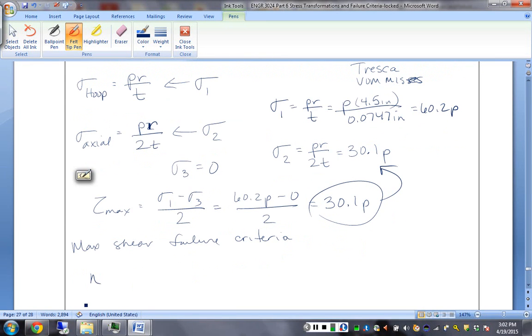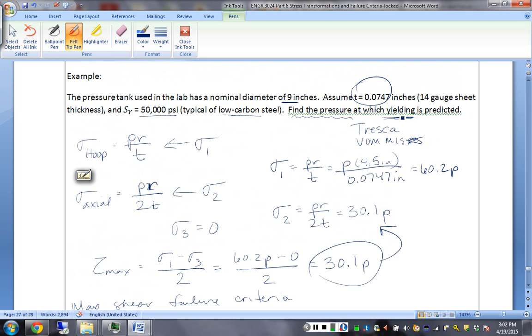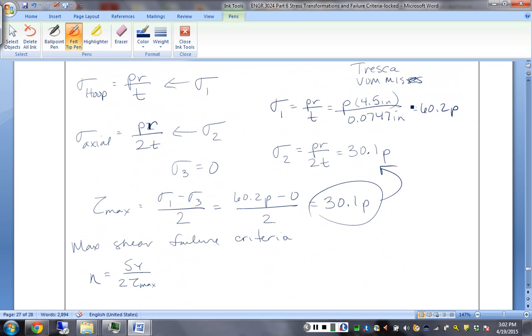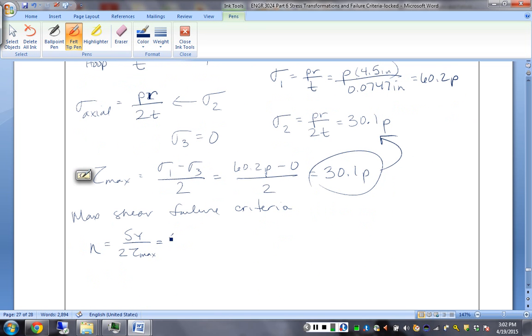That is that our factor of safety N is the yield strength of the material over 2 times the maximum shear. And we have to think about what that factor of safety means. We were asked to find the pressure at which yielding is predicted. Well, you expect yielding when your factor of safety is 1. So N equals 1 when failure by yield is predicted.